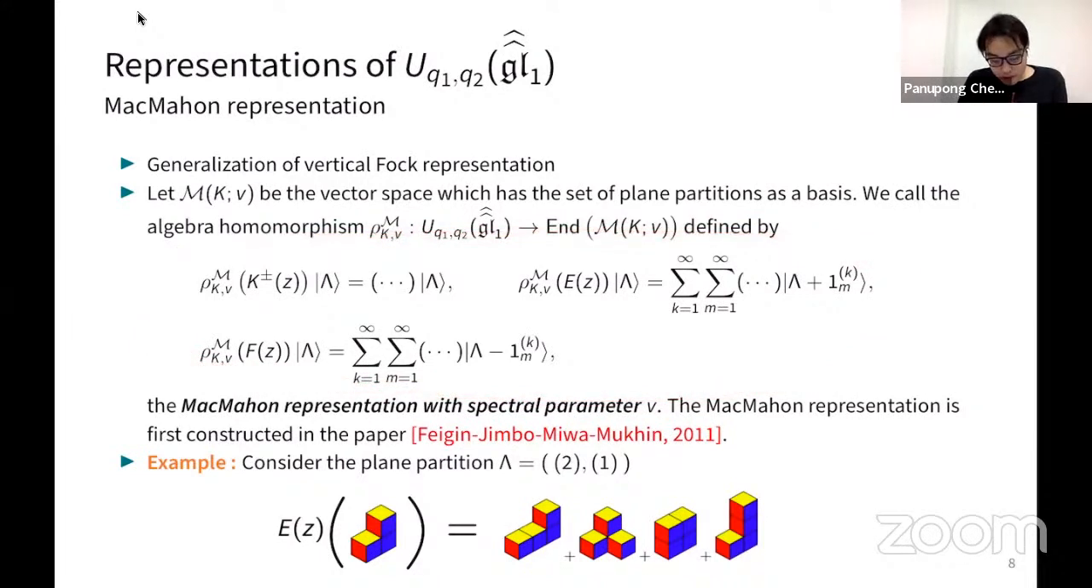For example, let's consider the plane partition (2,1). It means that the first layer is the partition (2) and the second layer is the partition (1). If we act on this plane partition by the current E(z), we have to add a block to the diagram. If we add a block here, we obtain this plane partition. If we add a block here, we then obtain this plane partition. If we add a block here in the second layer, we obtain this plane partition. And if we add a block in the third layer, we obtain this plane partition. But we cannot add a block here, because then the higher layer would be bigger than the lower one, so it is no longer a plane partition.